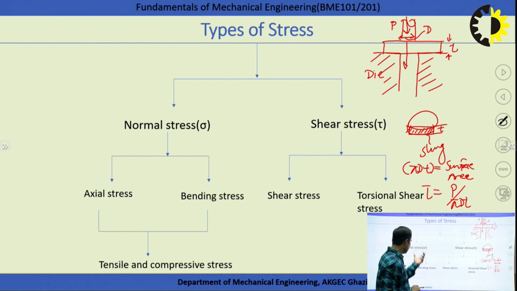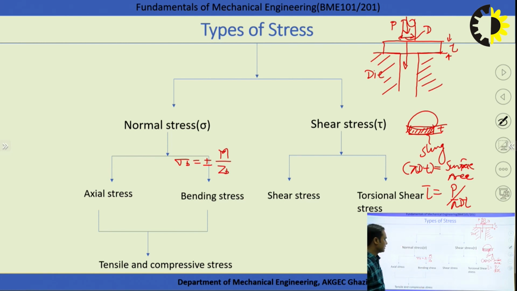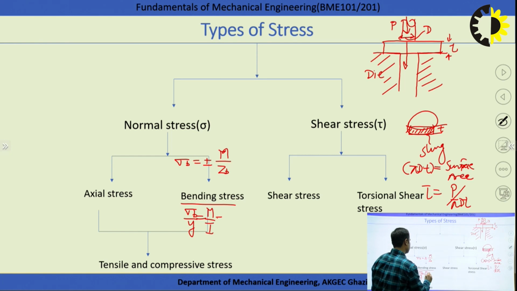Okay. Now another very important thing is the types of normal stresses. It is also called the axial stresses and bending stresses, right? Bending stress is a type of normal stress. So bending stress is nothing else but plus minus M by Z, right? So this formula is basically the bending equation. We know the bending equation, sigma b upon y is equal to M upon I is equal to E by R. This is called the bending equation, right? And this is part of generally the normal stresses.